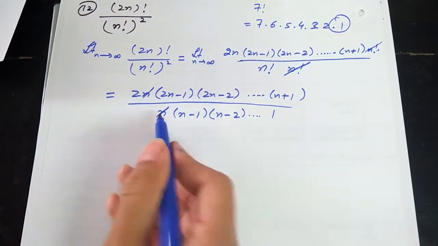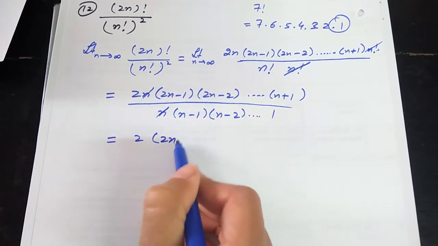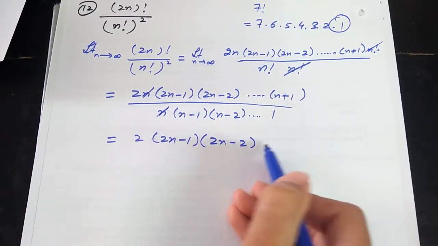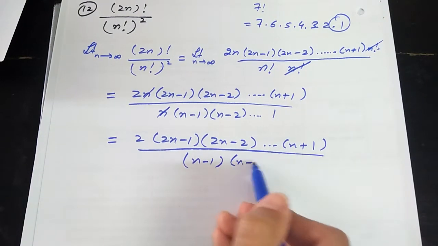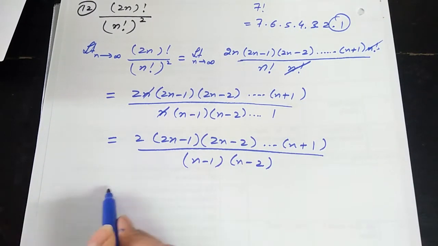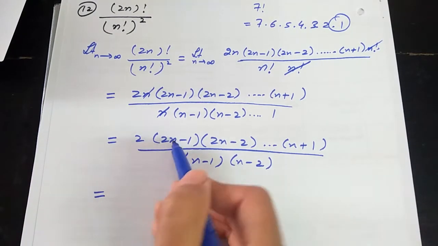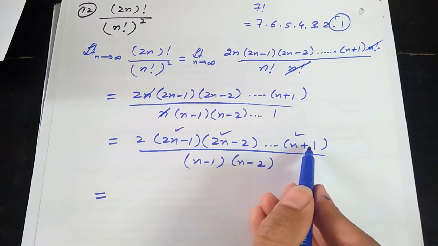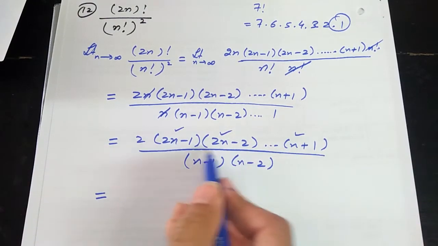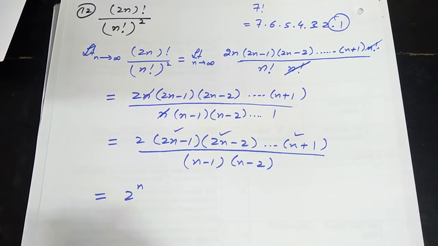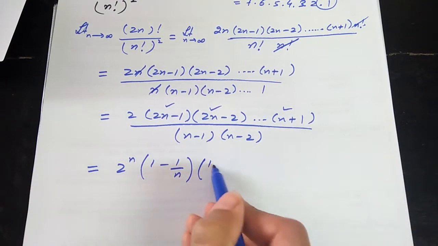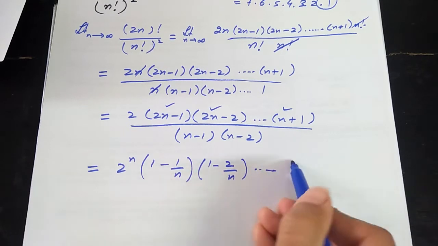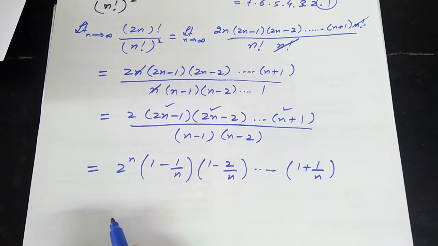This n can be cancelled with this n. We will be left behind 2 into 2n minus 1, 2n minus 2 up to n plus 1 divided by n minus 1 into n minus 2 like this. If I take 2 common from each of the brackets here, I will get how many 2's? I will get n times this 2. So it will become 2 raised to power n, and I will be left behind 1 minus 1 over n into 1 minus 2 over n up till 1 plus 1 over n like this.